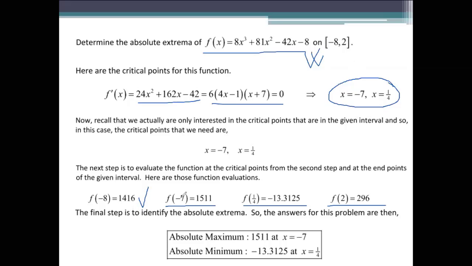The absolute maximum we can see here, this one. So the absolute maximum is 1511. This is absolute because this is the greatest value. And the least value is this one, -30.3125. So these are the absolute maximum and absolute minimum of the given function.